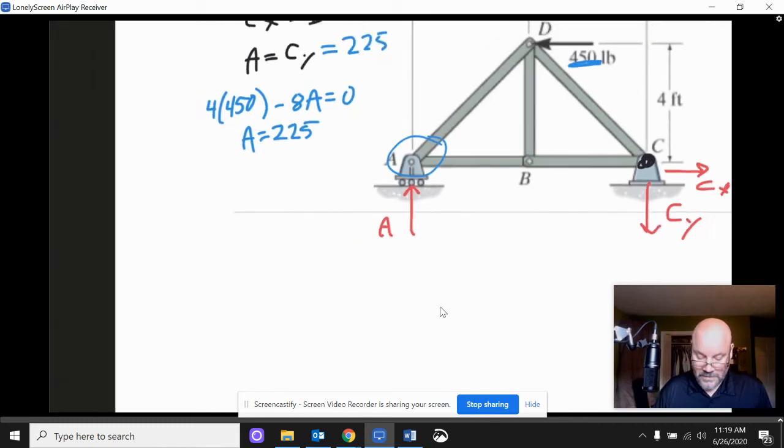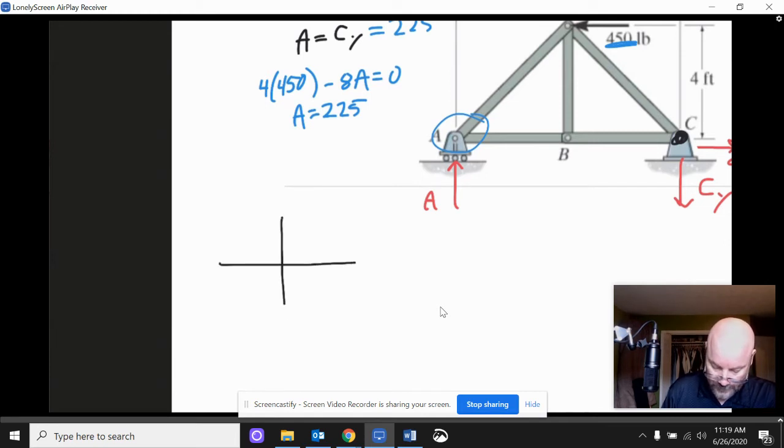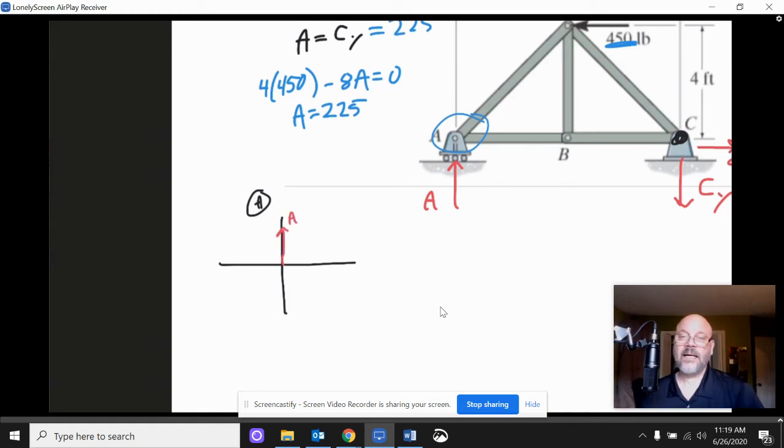So, what I want to do is draw a free body diagram for that joint. So this is for A. Now we know we have the force up, A, just like that. That's the only thing we know so far. Now that joint has to be in equilibrium. And I'm saying joint, but if it's helpful to think about the pin itself, then that's fine. So what else is happening to the pin?